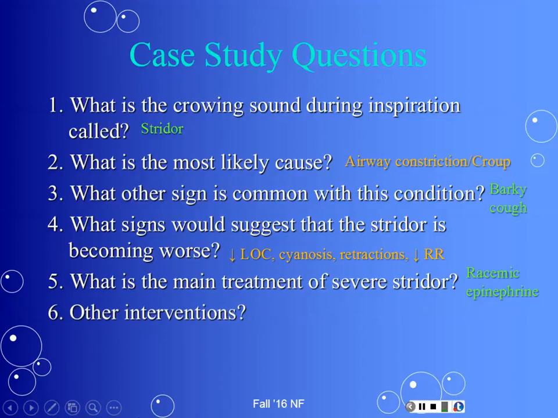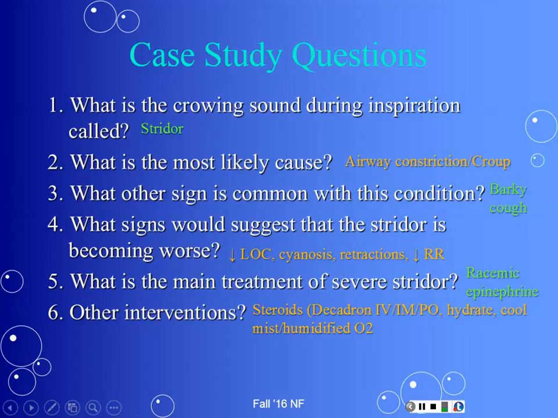Other interventions with this kid. What do we do with respiratory distress? Position of comfort, let him sit in mom's lap, raise the head of the bed, humidified oxygen. Put him in the shower at night, like we did. Crank up the steam.